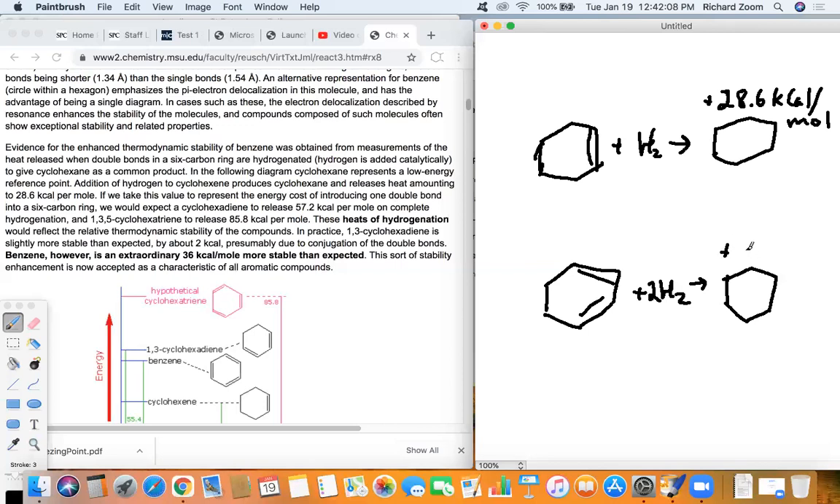And the energy there is 55.5 or 55.4 kilocalories per mole. Can anybody tell me what the relationship between those two is? Any thoughts?